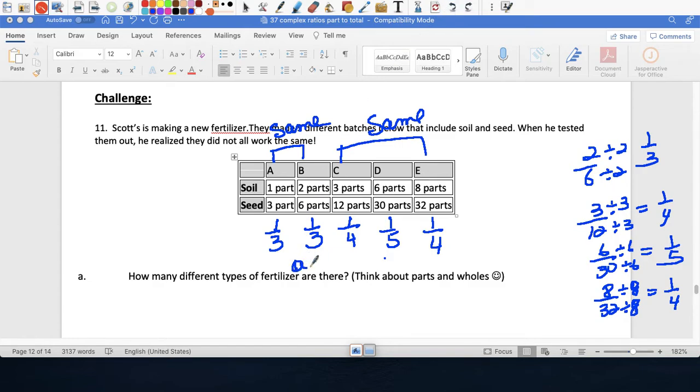So there's 3 types, and instead of writing 1, 2, 3, I'm going to write A. These two are A. These two are B. And this guy over here is C. So there's 3 different fertilizers.